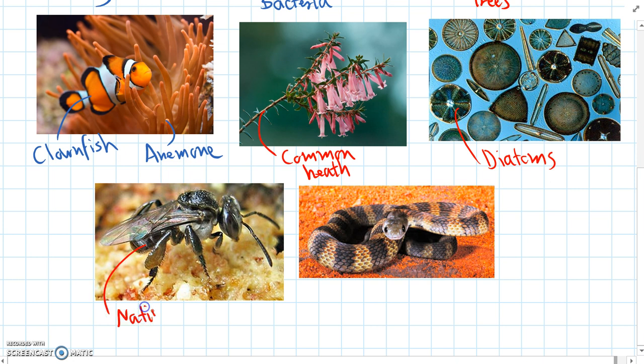In this picture we can see a native bee. Australia actually has lots of native bees that aren't the normal honeybees that have actually come from another country. And here we have a tiger snake, really venomous, but still important in the ecosystem in Australia.